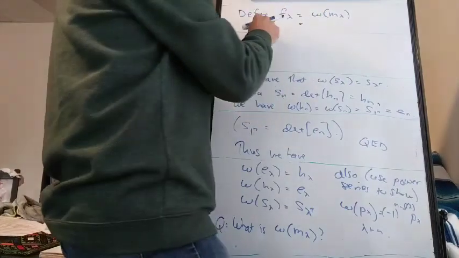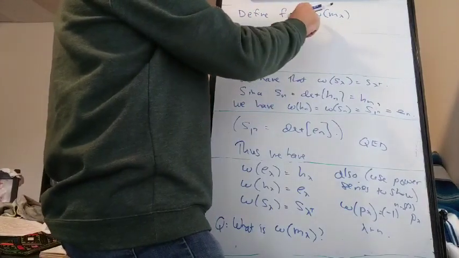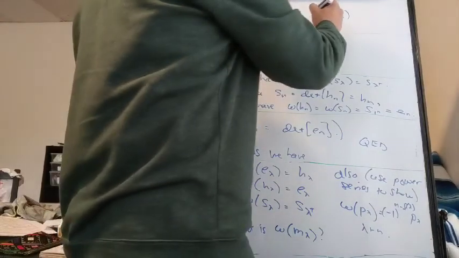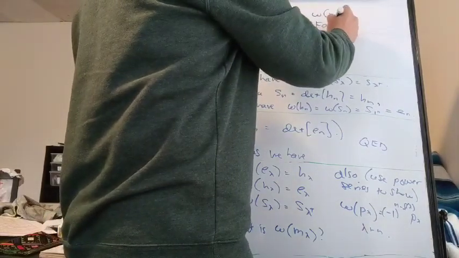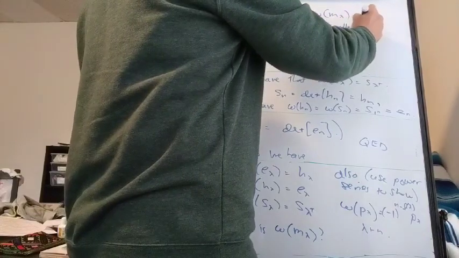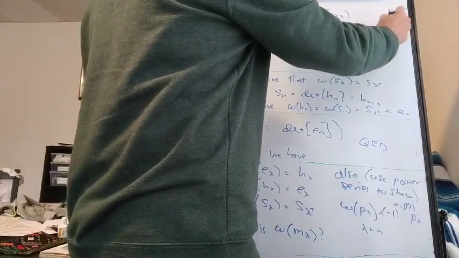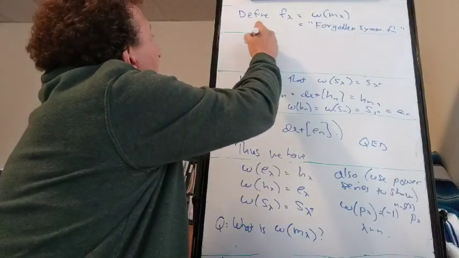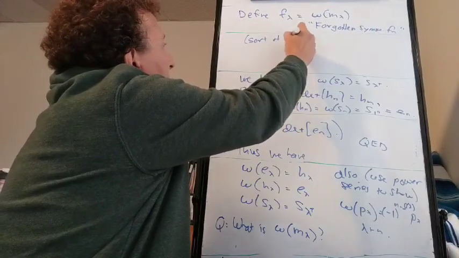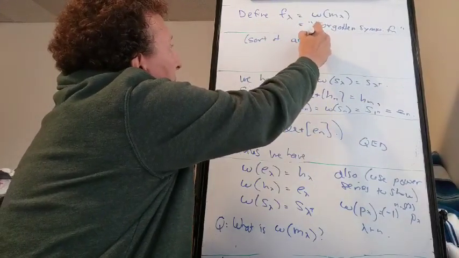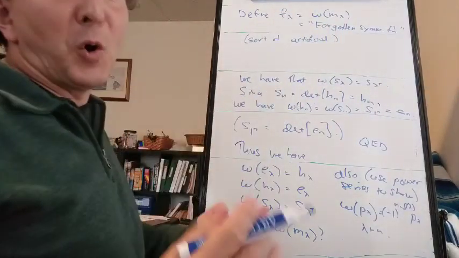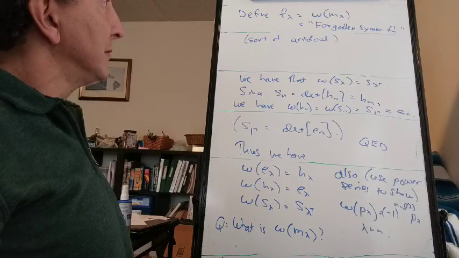So we define a new symmetric function f lambda to be omega of the monomial symmetric function m lambda, whatever that is. That's called the forgotten symmetric function. This is sort of an artificial definition. So it's just whatever omega m lambda turned out to be.